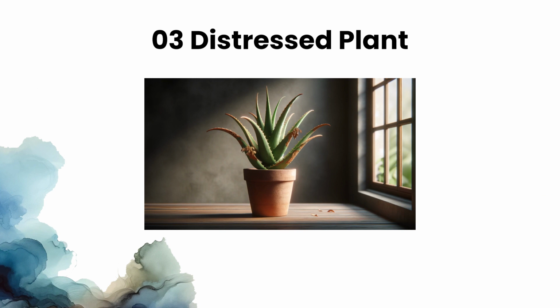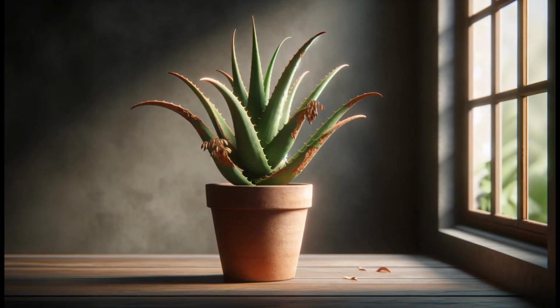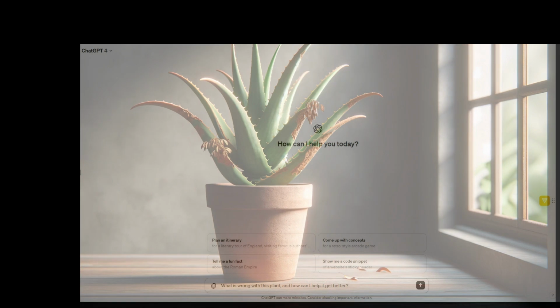Now for our next task, let's see how ChatGPT Vision can help us with a distressed plant. Here's our sickly office plant. I don't have a green thumb. I have no idea what to do. But what I can do is take out my phone, snap a picture of this, and then upload it to ChatGPT to see how it can help me help this plant.